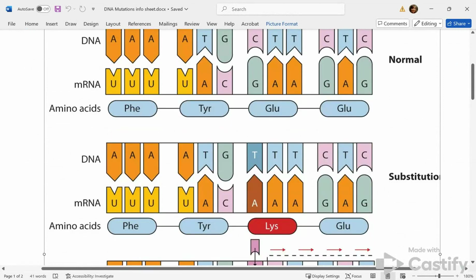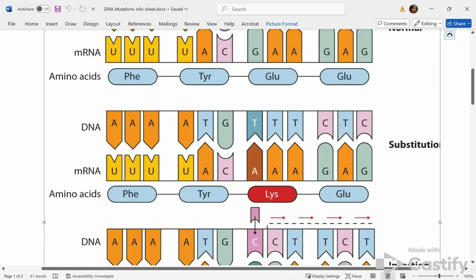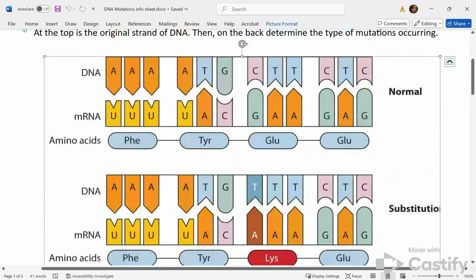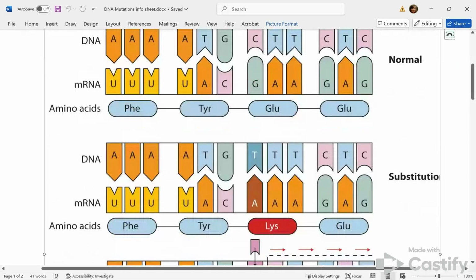All right, so hopefully you could tell that the letters T and C swapped. So we were supposed to have C, but instead we had T. So instead of having CTT, GAA, now we have TTT, AAA. And that changed our amino acid from glutamine to lysine. So that is a substitution. Only one amino acid changes.